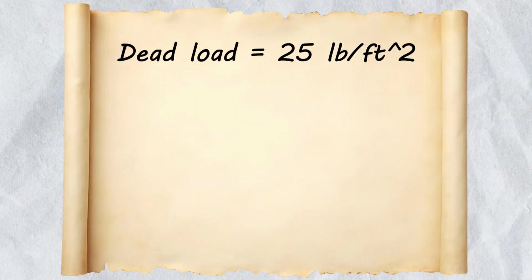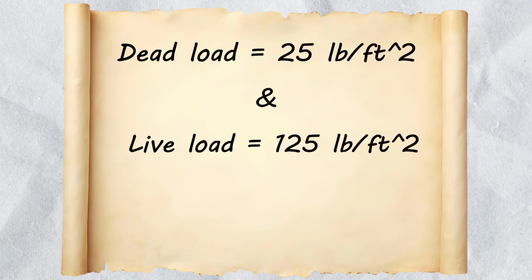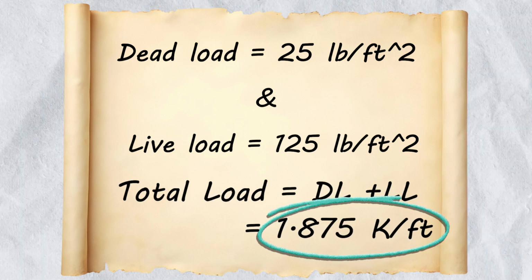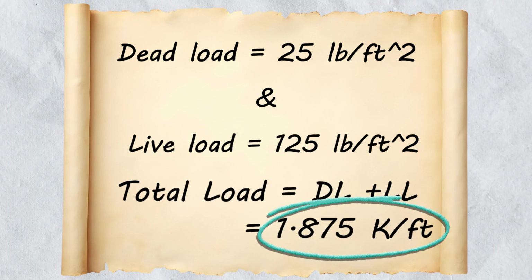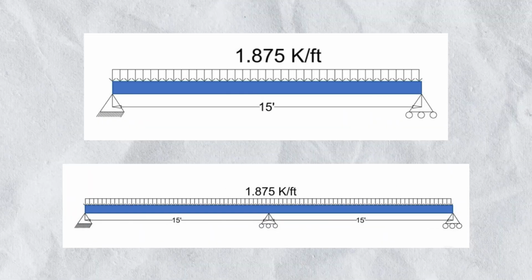The dead load for the structure is 25 pounds per square foot, and the live load is 125 pounds per square foot, resulting in a total load of 1.875 kips per foot for both beam types. Our simply supported and continuous beams will now appear as follows.